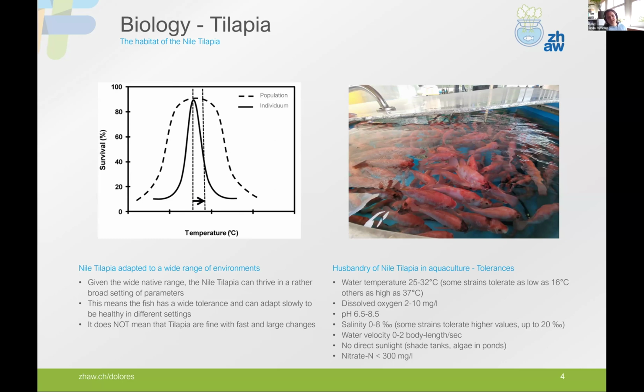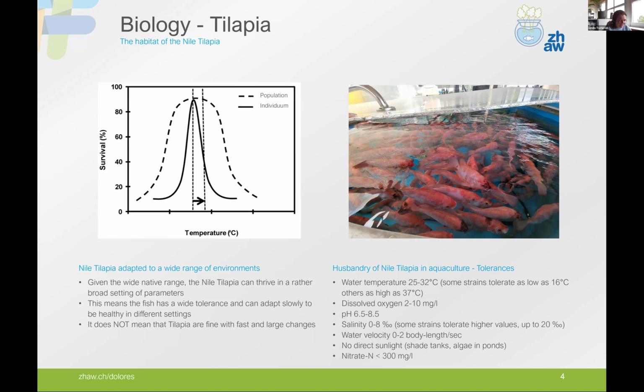They do not like direct sunlight too much, so either shade your tanks, or usually you have them in ponds that have a lot of algae, and they can go a little bit down, and then they are shaded from direct sunlight. And depending on if you have an aquaponic system, you may want to have a lot of nitrate, but also for the tilapia, I wouldn't go much higher than 300.